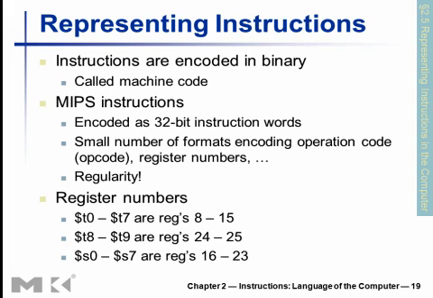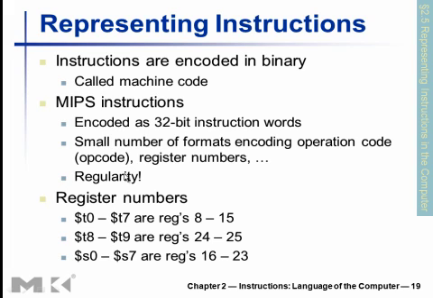As last time we talked about, the length of an instruction in MIPS 2000 is 4 bytes. So we're going to take a close look at the 4-byte instruction content. Instructions are encoded in binary, so it's either 0s or 1s. There are 32 0s or 1s. It's called machine code. A MIPS instruction is encoded as a 32-bit instruction word, no exception. All the instructions have 32-bit length. There is a small number of formats encoding operation code and register numbers.